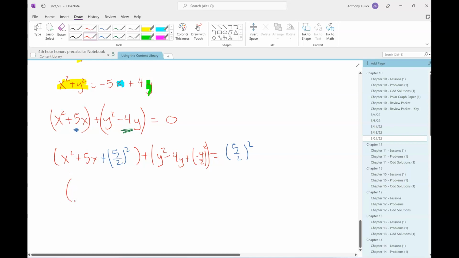So x squared plus 5x plus 5 over 2 squared, how does that factor? Just a plus b squared, right? Is everybody okay with that? Who can tell me the next one? How does that one factor? Yeah, I'm going to write that as y plus negative 4 over 2, but I'm just going to write minus 2.